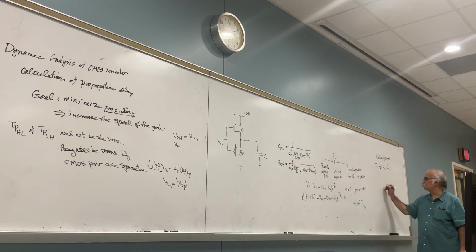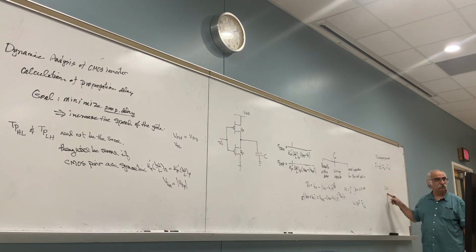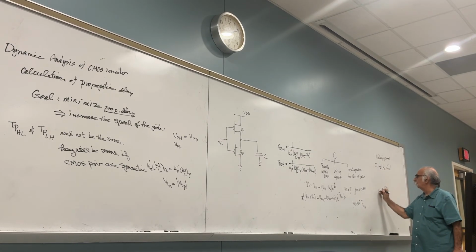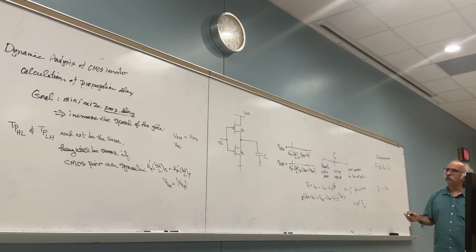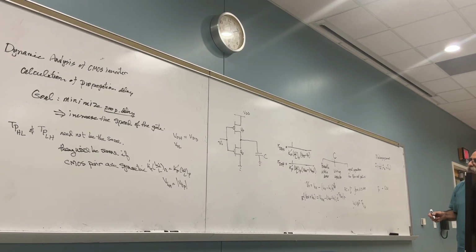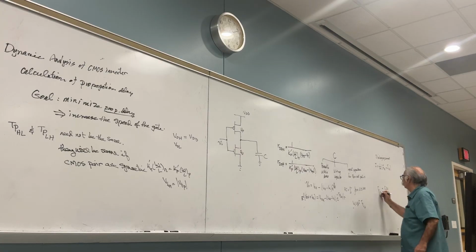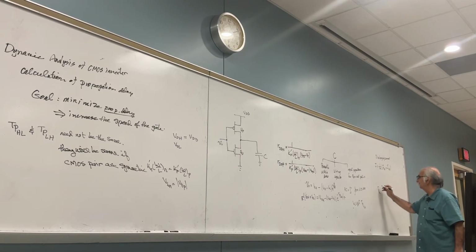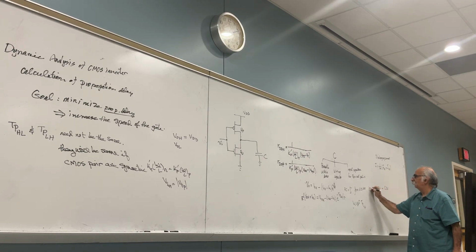Then what do I say? Remember, C delta V, C is the capacitor, delta V is the change in voltage, equal to what? Equal to t_p times the average current. What are we calculating here? High at t equal to 0. VDD is high to low.